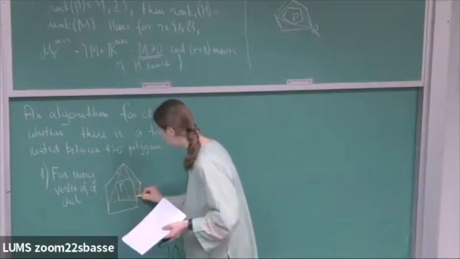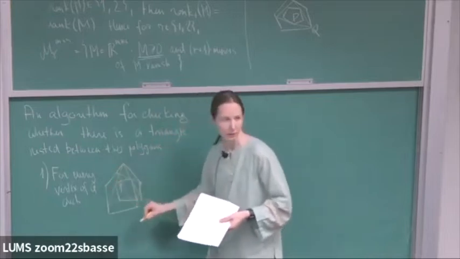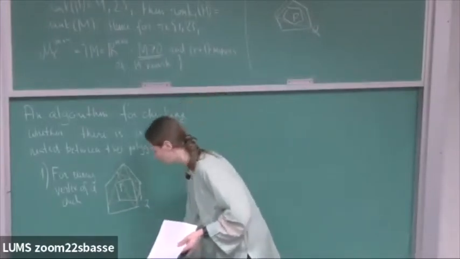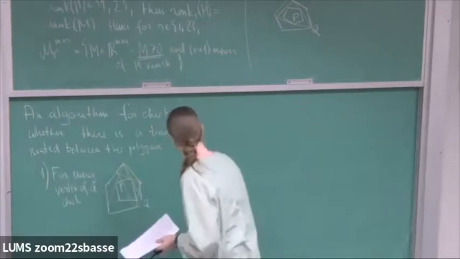I still didn't get a good triangle, and I repeat it for every vertex. So if we find one triangle, we are done. If not, then we continue to the second part.